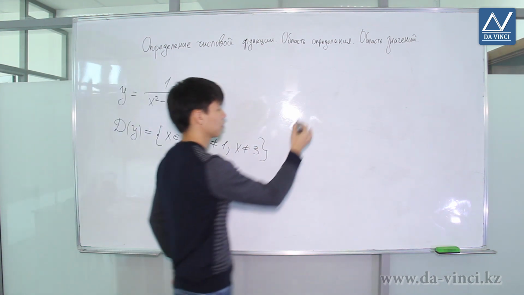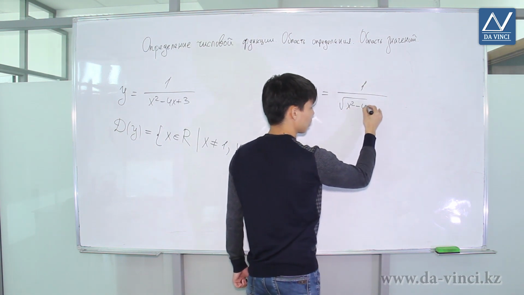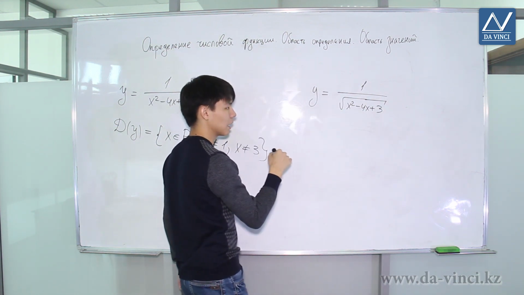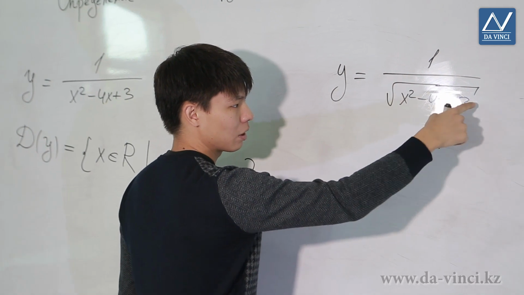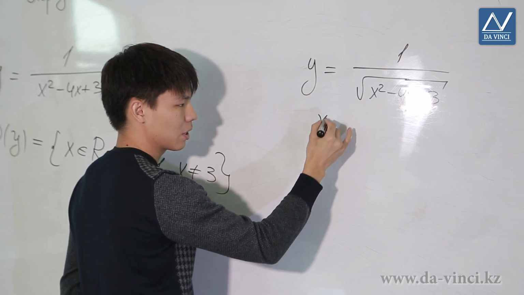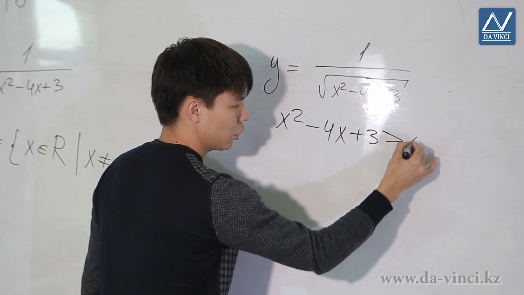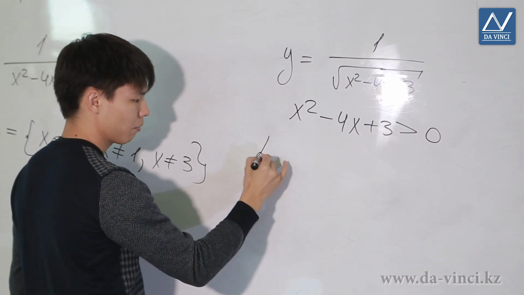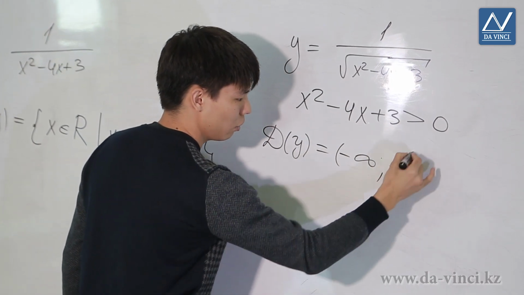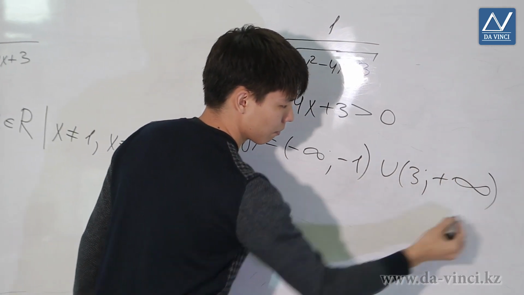Let's consider another example, when y is 1 divided by the root of x squared minus 4x plus 3. In this case, in order for the function to be defined, the root value must be greater than or equal to 0. And it must be strictly greater than 0, as the root is in the denominator. So the domain can be found from the solution of the inequality x squared minus 4x plus 3 greater than 0. We already know the solution to this inequality as well. Then D of y will be from minus infinity to 1, no longer inclusive, and from 3 to plus infinity.